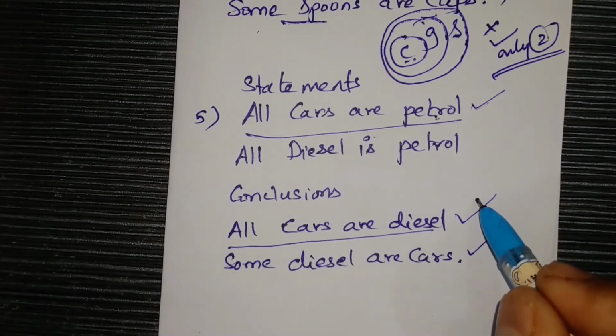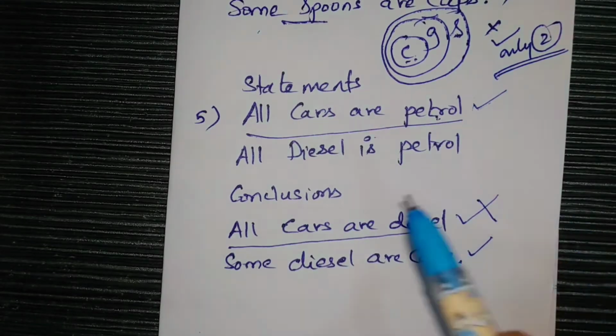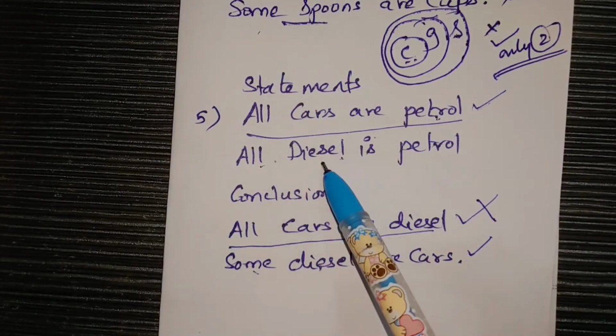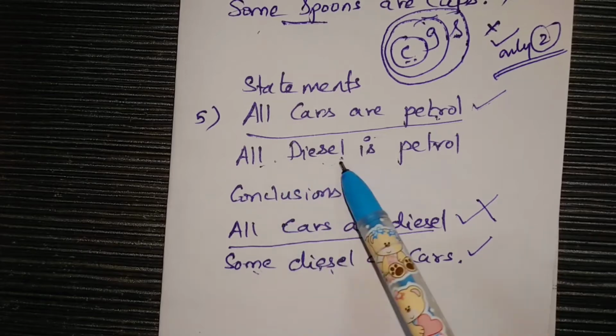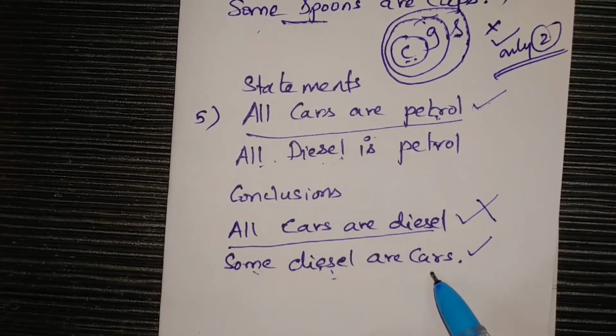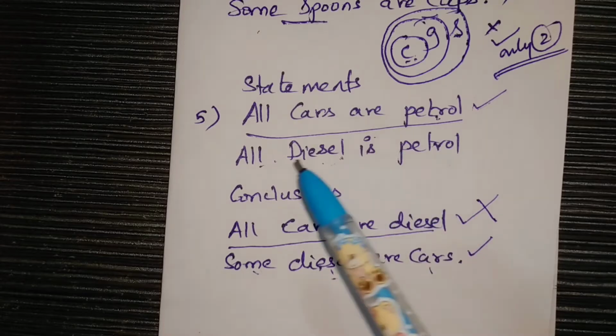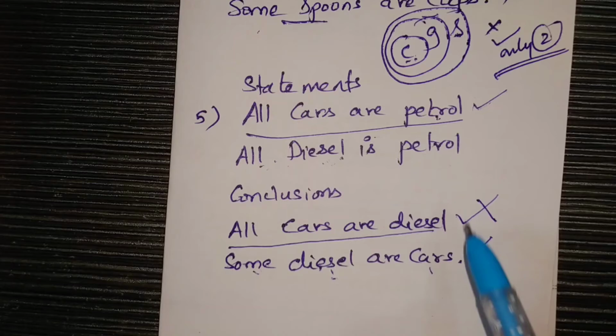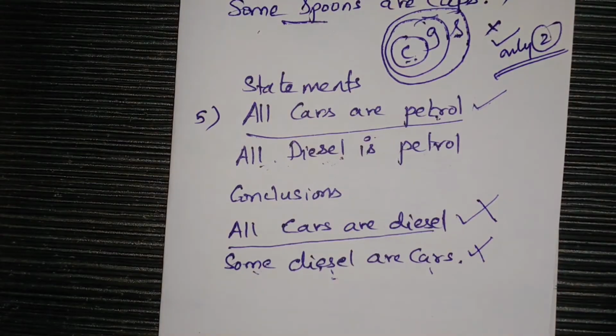So first one does not follow. Second one, all diesel, some diesel. So all diesel is there means some diesel we can take. All diesel is petrol, some diesel is car. Some diesels are cars. We are not talking about diesel is petrol. We are not talking about some diesel is car. So second does not follow.